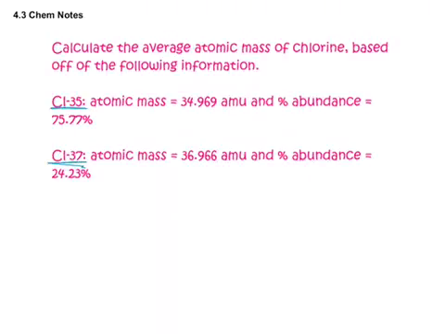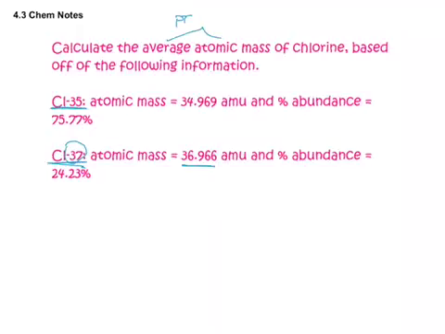Likewise, if we look at chlorine-37, its atomic mass is a little bit heavier, which makes sense because it's got a couple more neutrons, is 36.966 AMU, and its percent abundance is 24.23%. And so, again, if you took all of your chlorine worldwide, 24.23% of it would be the isotope chlorine-37. So, in order to calculate our average atomic mass, or the number on the periodic table that shows us mass, we need to do a little math.